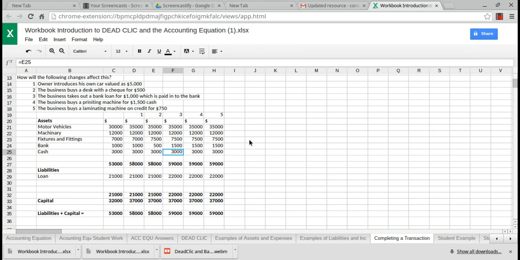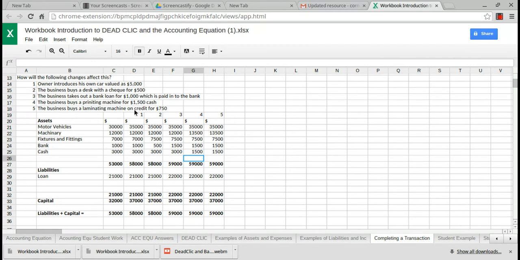Business is next going to buy a printing machine for $1,500 of cash. So if we look up here, we've got machinery. They've already got $12,000 worth of machinery. So we're going to purchase another $1,500 of asset. And we're also going to pay for that by cash. So that's going to reduce our cash asset by $1,500. Okay, and again, assets do equal capital plus liabilities.